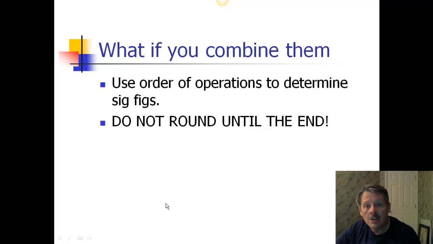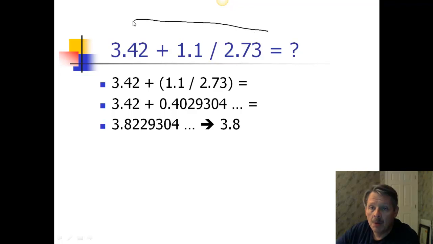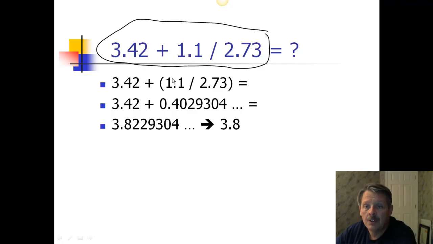Alright, so you use your order of operations to determine significant figures and you don't round until the end. Alright? So here's an example. If I take this thing up the top, this is my problem. Alright? And now I'm combining rules. So let's look first at this part over here. My order of operations says the division is done first. So it's just like putting parentheses around it. And if I do a division, what rules do I use?